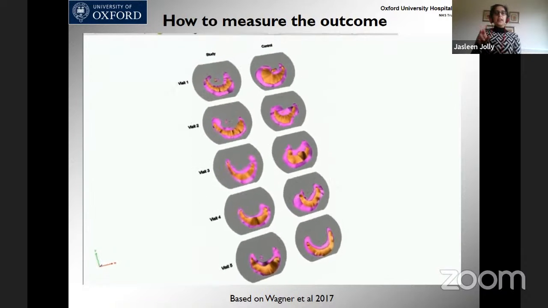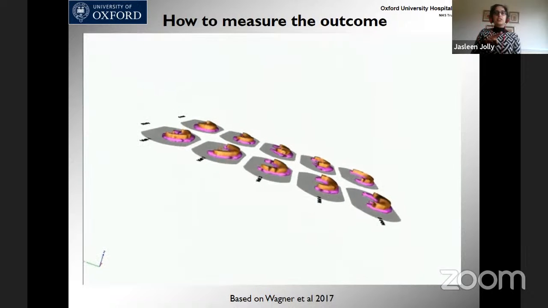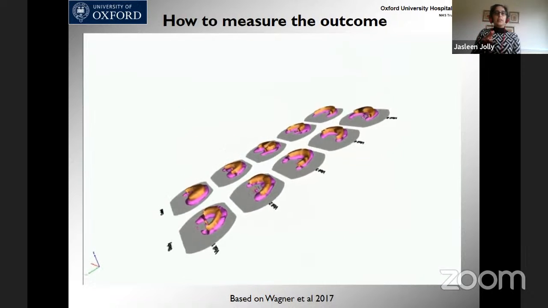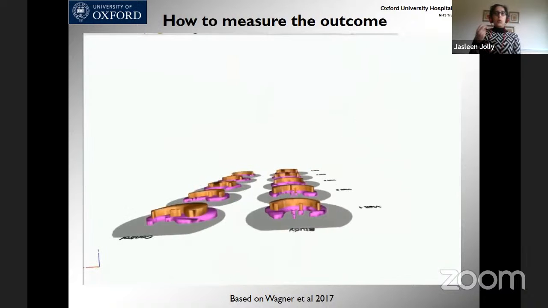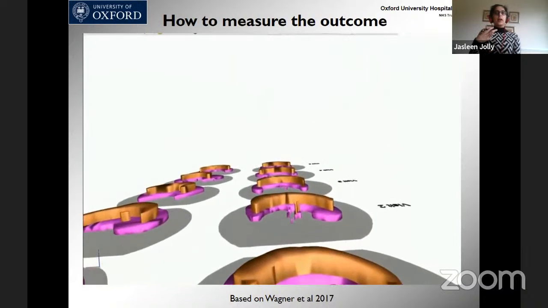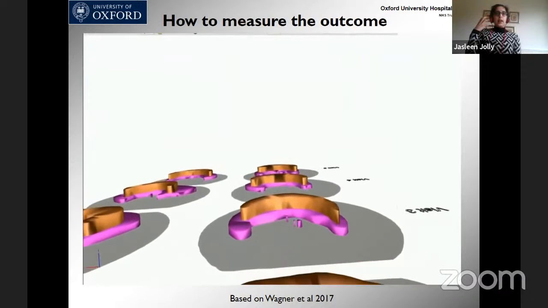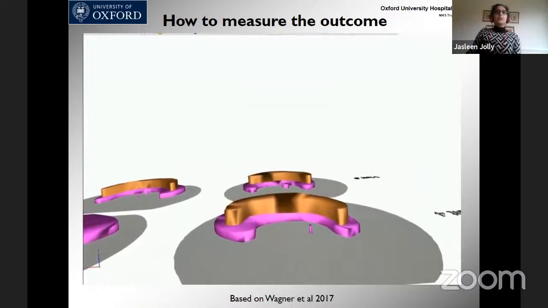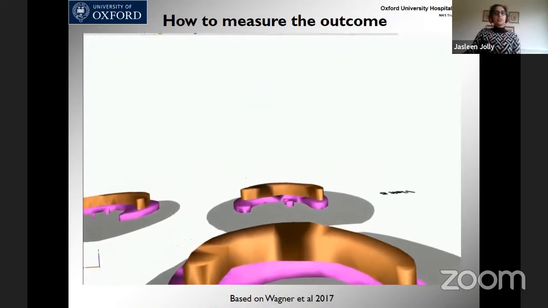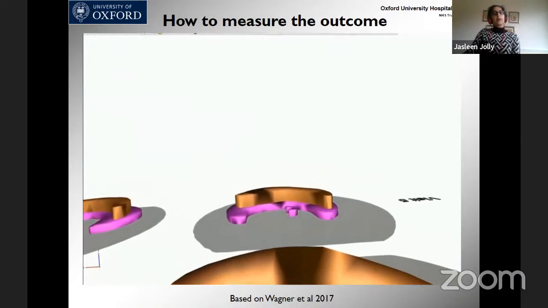But what we've done here, rather than looking at each individual light intensity, is to combine them into a 3D measurement of volume, which has been more helpful because that gives you an idea of the actual hill of vision and the depth of vision. But which one you use depends on your research question. So sometimes one is more appropriate and sometimes the other.